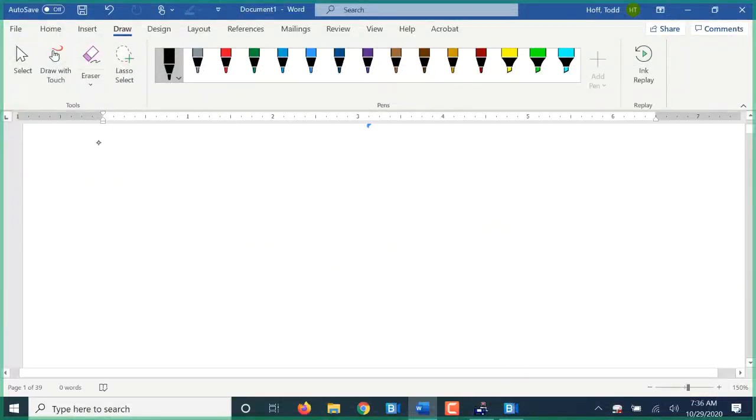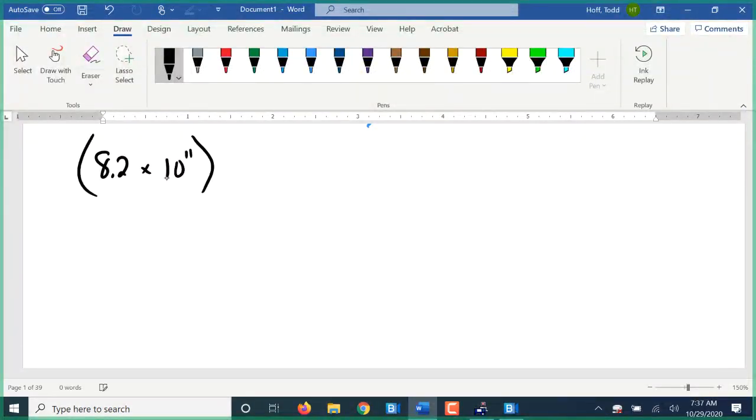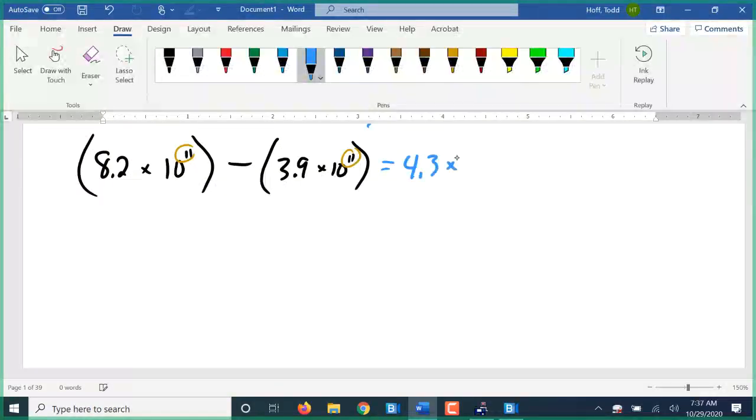Subtraction has very similar attributes. So let's take 8.2 times 10 to the 11th minus 3.9 times 10 to the 11th. Again, we have the same name. Both are 10 to the 11th. We combine the counts. 8.2 minus 3.9 is 4.3. Now we keep the same name, times 10 to the 11th.